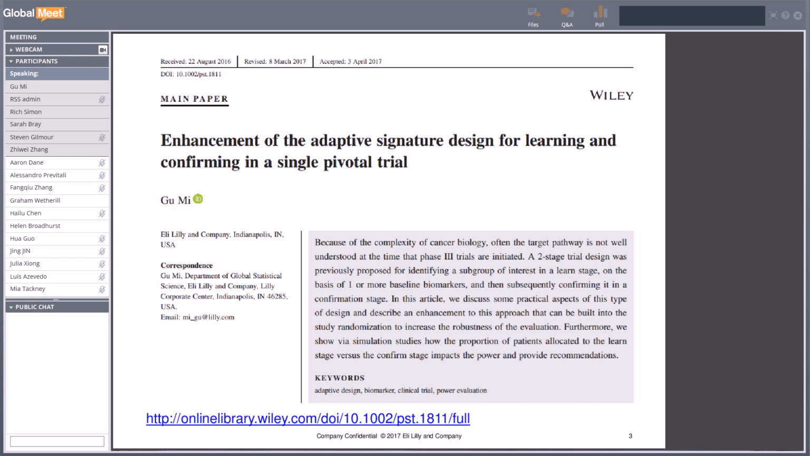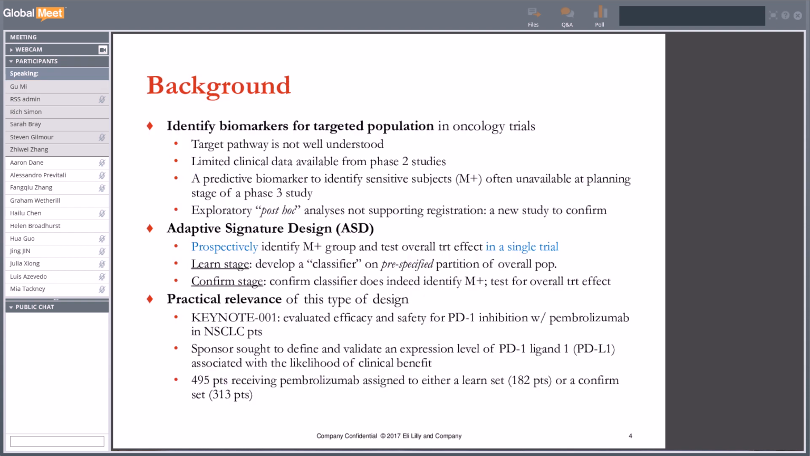On page 3, a manuscript of the same title was published in the Journal of Pharmaceutical Statistics in May this year, and here's the link to the published paper. The contents in the paper and the presentation today are solely the responsibility of the author and do not necessarily represent the official views of Eli Lilly and Company or FDA.